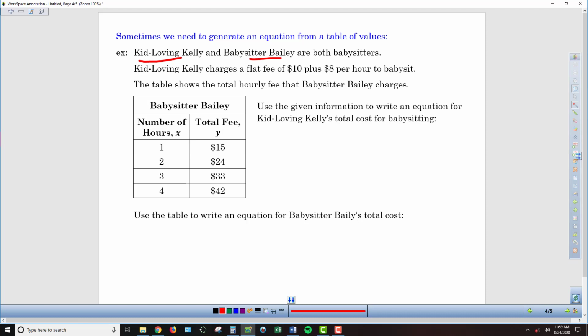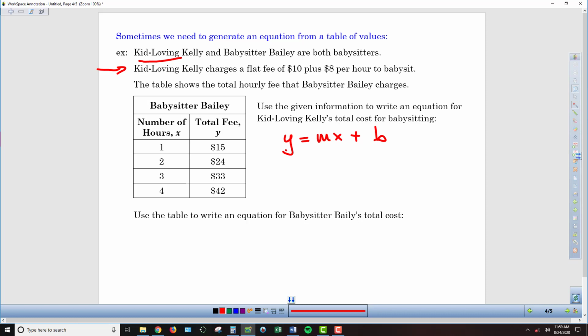To start off with, maybe we'll color code this a little bit. So we'll stay in red for kid-loving Kelly. The information about kid-loving Kelly is given to us right here. It says that she charges a flat fee of $10 plus $8 per hour to babysit. So that's really telling us the slope and the y-intercept of the equation that's going to describe what she charges.